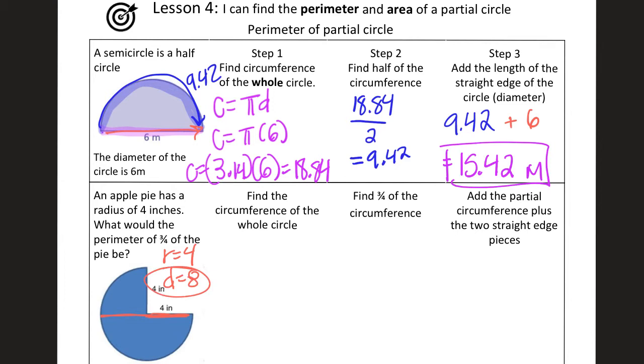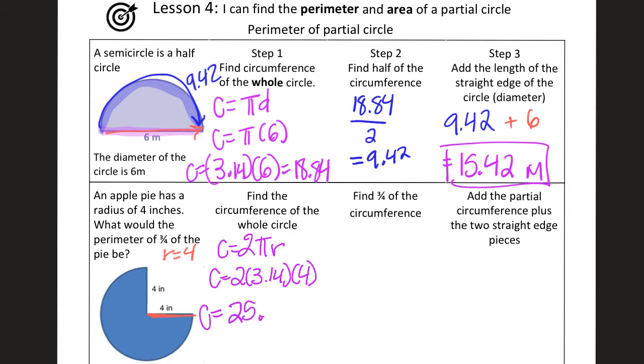So I'm going to start with the circumference of the whole circle. C equals pi. Let's use the radius formula, actually. Okay. It gives us the radius, so let's use that formula. So C equals 2 times pi times the radius. Fill in what you know. Then I just type in my calculator, 2 times 3.14 times 4. You get 25.12.